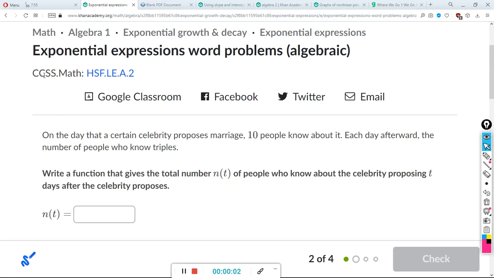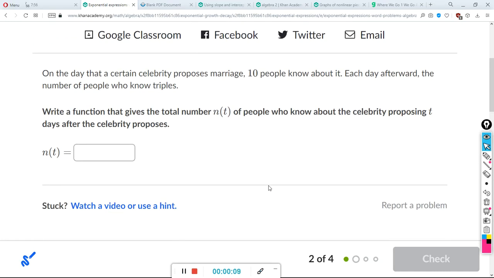This will be for the assignment, exponential expressions, word problems, algebraic. Okay, so similar to the last exercise. It says, on the day that a certain celebrity proposes marriage, 10 people knew about it. Each day afterward, the number of people who know triples. Write a function that gives the total number of people who know about the celebrity proposing t days after the celebrity proposes.